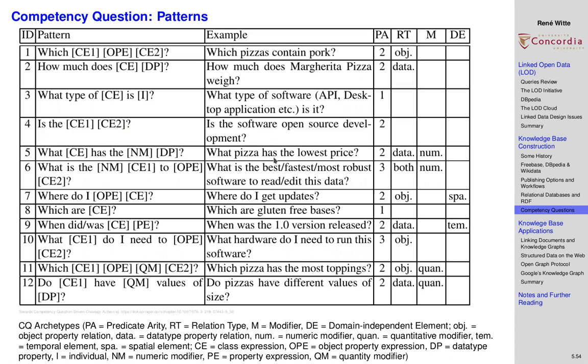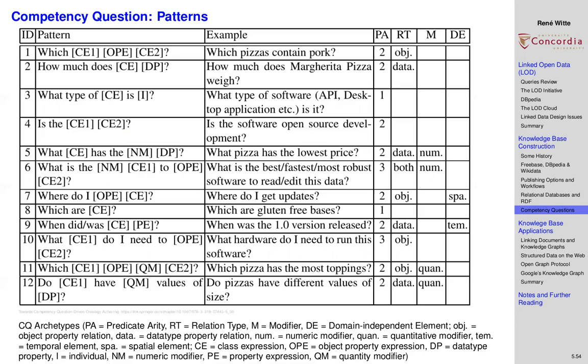So when you design them, you can try to fit your competency question into one of these patterns, and then see which part of the pattern is something that has to be matched by a variable in the graph. So that's sort of the first part. You are explicit about what your graph has to be able to answer.